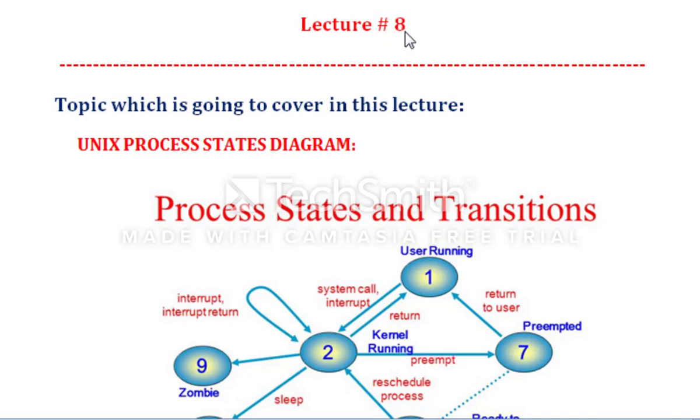In the last lecture, we had discussed the 5-state process model, in which we discussed the 5 different states of a process: new, ready, running, terminated, and waiting. But if we talk about the Unix file system, that is, the multi-user operating system, it has a different structure of process, and the process life cycle contains a number of states. There are 9 process states in the model. So let's have a look at the Unix process states diagram.